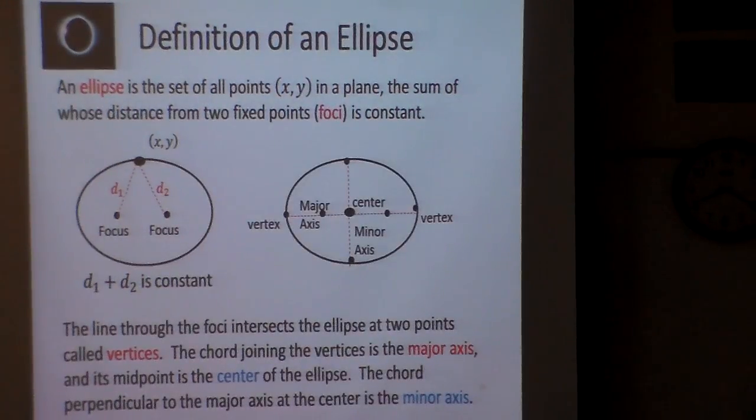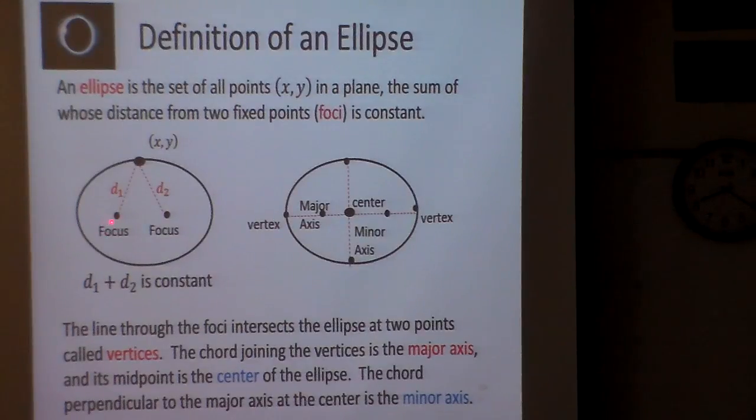And we also have what we call vertices and major axes here. The vertices occur at the ends, and notice the end of the major axis, which in this particular one is horizontal. The minor one is vertical, but it doesn't have to be that way. I'll talk about that in a minute.